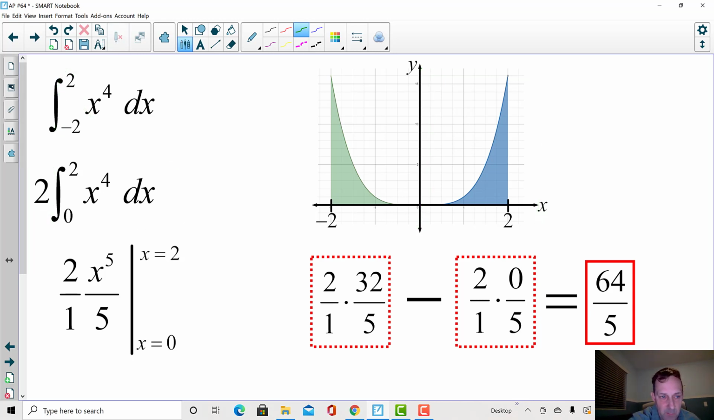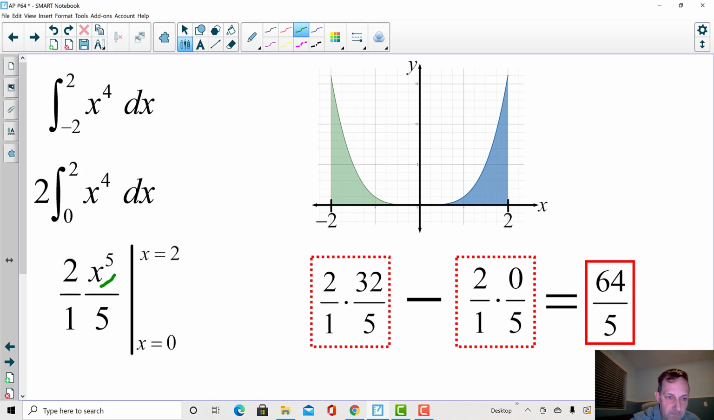Now, why would we want to do that? Well, it's a lot easier to plug in a 0. That's one of the main reasons. This is an easy integral. It's going to be x to the 5 over 5. Don't forget to bring down the 2. And then we're going to evaluate it from 0 to 2, so we have to plug in the 2 first.